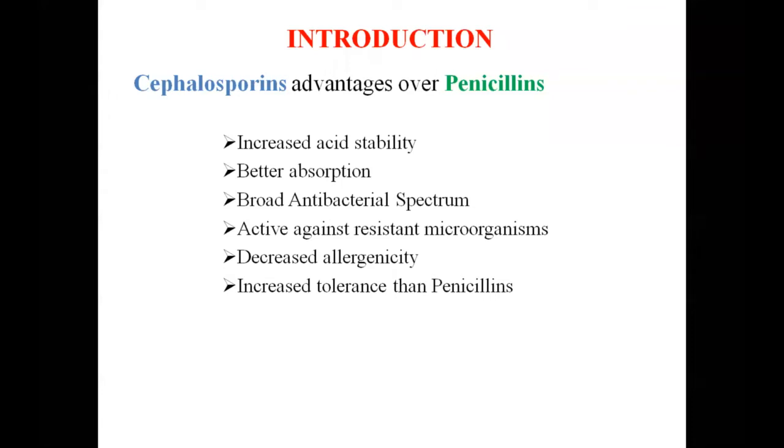So because of all these problems with the penicillin, we have the semi-synthetic penicillin to overcome some of these problems. Now the advantage of cephalosporin over the penicillin is that it has increased acid stability. So many of the oral drugs are effective. They all have better absorption. Some of them have good tissue penetration. They also have a broad antibacterial spectrum, and they are active against the resistant microorganisms, because as you know, worldwide the resistant microorganisms are creating all sorts of problems. We are not able to treat them. Many of the antibiotics which were earlier effective are now becoming ineffective. So all these issues are taken care of by the cephalosporins.